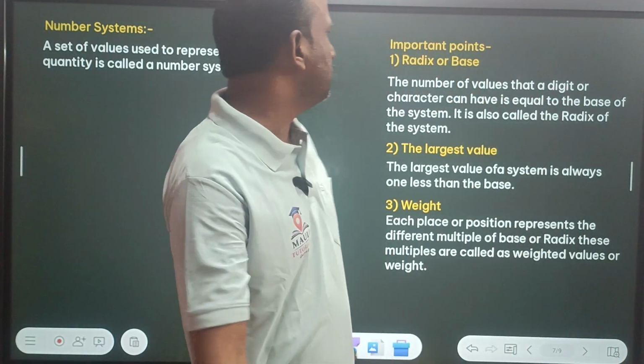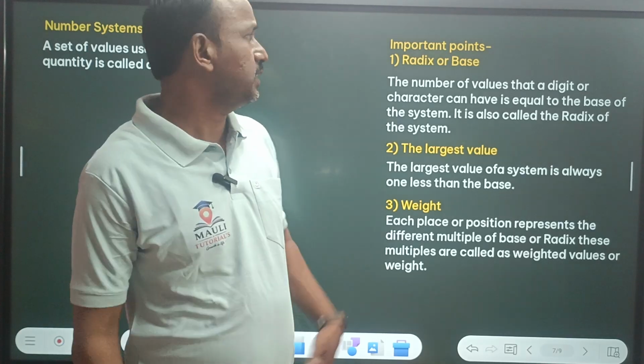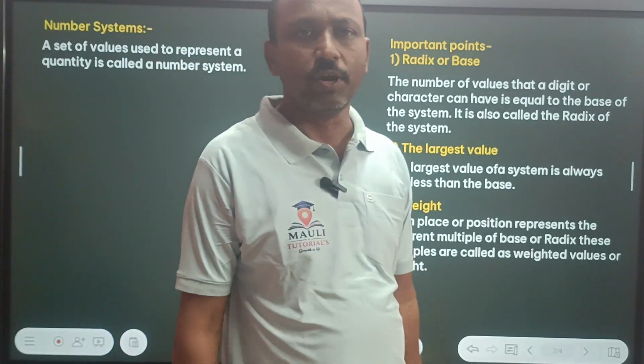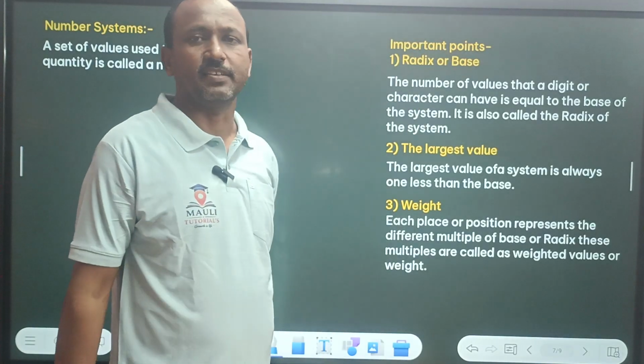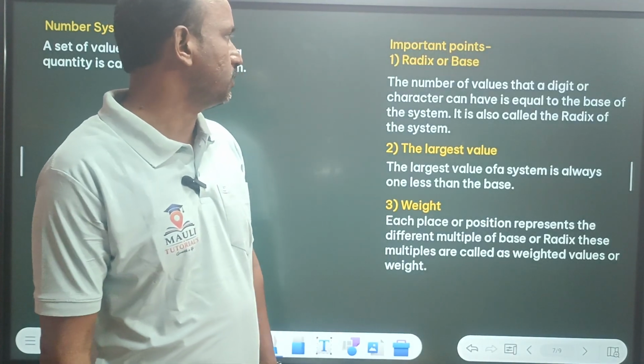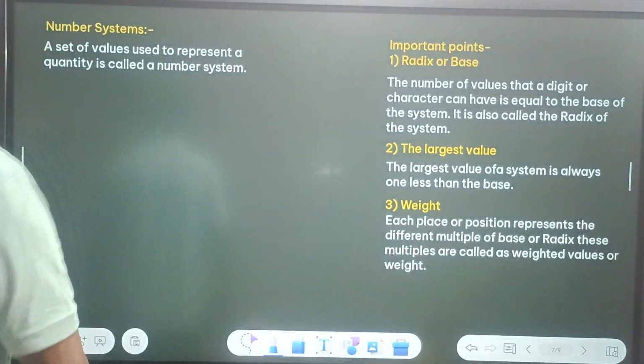Now we see the various important points of the number system. The first point is the radix or base of the number system.